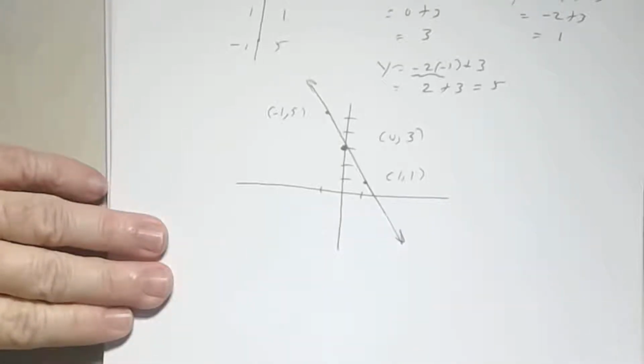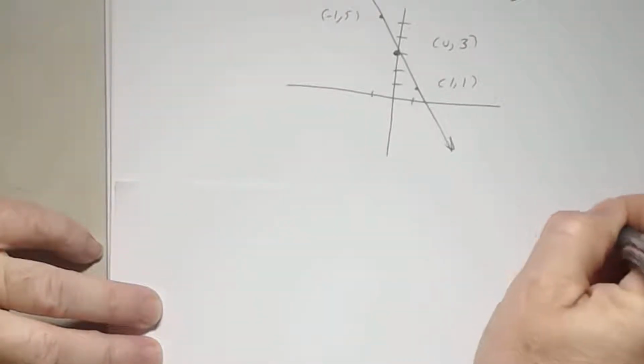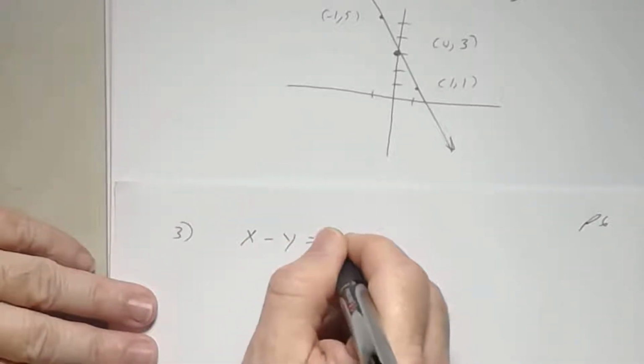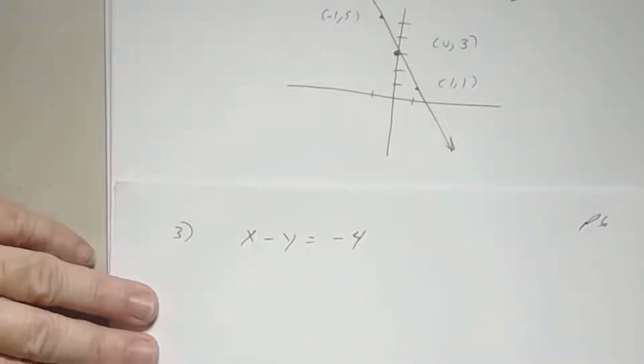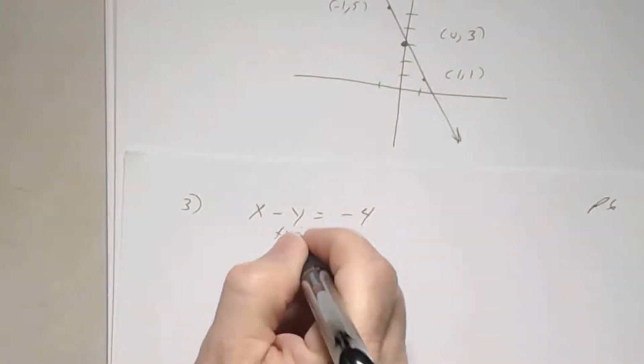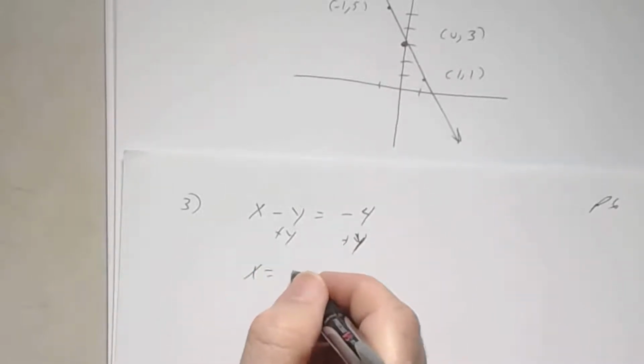All right, number 3. Suppose you had x minus y equal -4. What would be the best thing to get by itself, though? The x, because x has the coefficient of 1, whereas y is a -1. So let's just bring the y to the other side. I'm going to add y to both sides. And so I get x equal what, though? y minus 4. Okay, good.